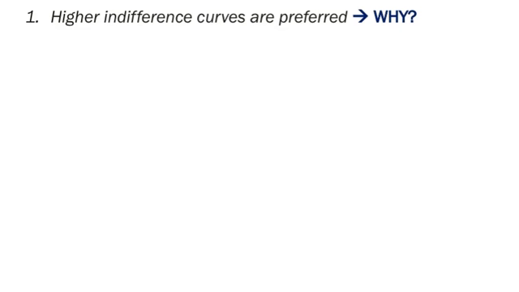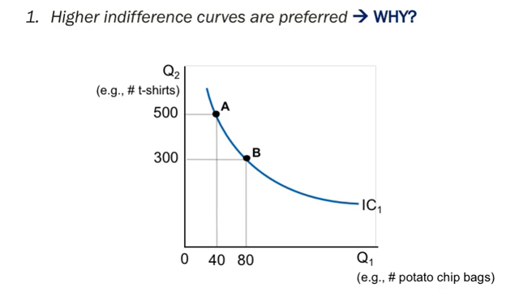So the first property was that higher indifference curves are preferred. Why is this true? Think about the following. There is an indifference curve here. One coordinate on the curve is A, and A represents a pile of stuff such that you get 500 units of good 2, so the quantity of good 2 is 500, and then you get 40 units of the first good, which is good 1, so Q1 is 40.